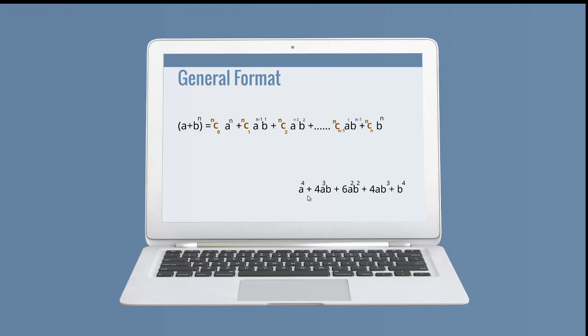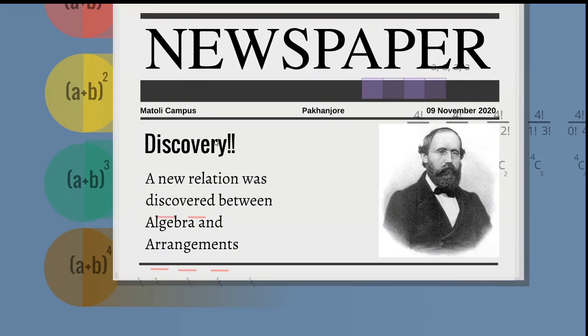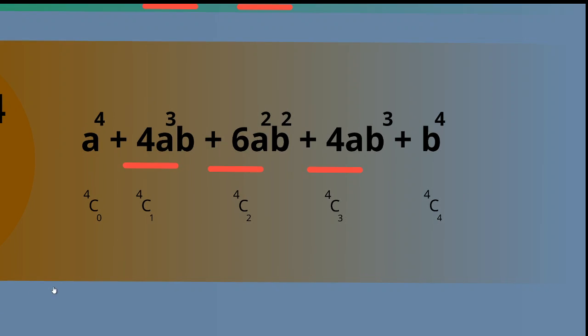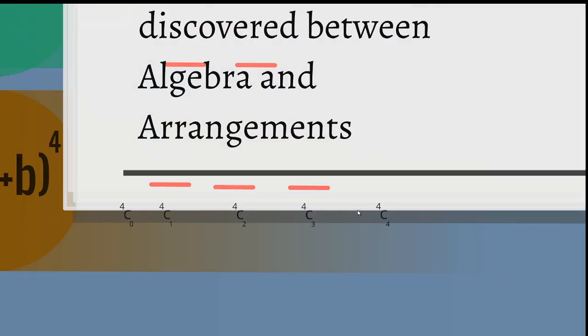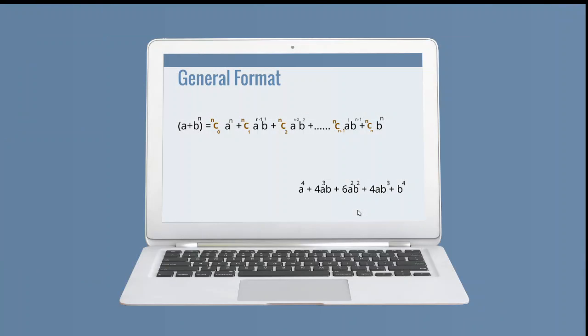I have written an example, you can look at this example. This is (a plus b) whole to the power 4. If you look, you will see the same thing. Now if I generalize it, it will be nC0. Remember before it was 4C0, and it increases: 4C1, 4C2, like that. So when the power is n, the first coefficient will be nC0, then a to the power n. Here also look, it is a to the power 4.